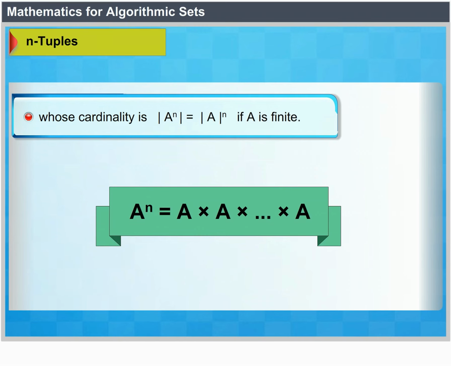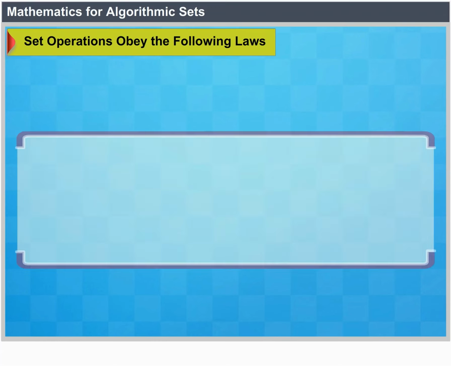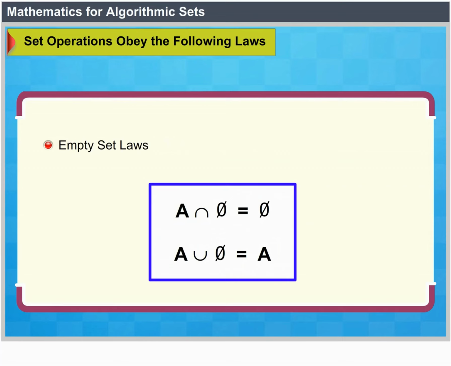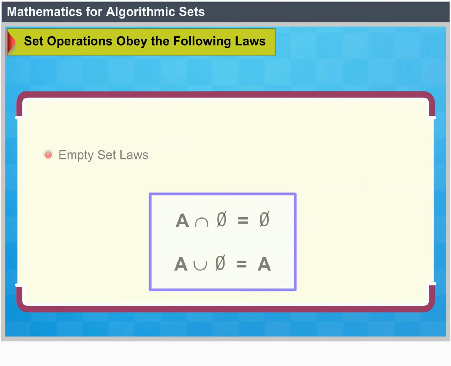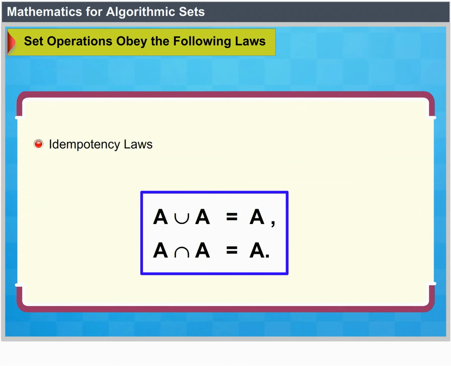Set operations obey the following laws. Empty set laws. A intersection null is equal to null. A union null is equal to A. Idempotency laws. A intersection A is equal to A. A union A is equal to A.